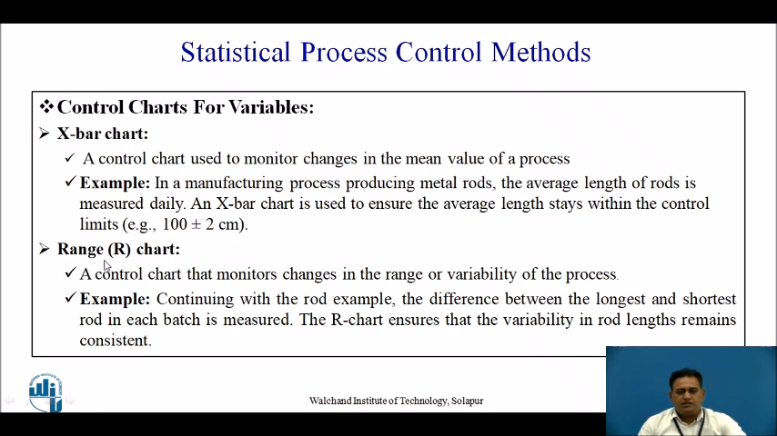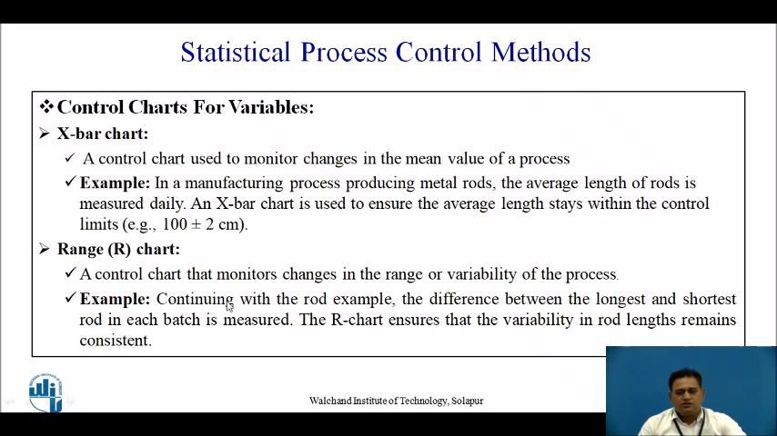Now the second chart is a range chart, or you can say R chart. It is used to control the charts that monitor the change in the range or the variability of the process. As we have seen in the earlier example, we are measuring the length of the particular rod, and they are declaring the mean as well as the overall range, that is 100 plus or minus 2 centimeter. Means we can accept this particular rod of either 102 centimeter or 98. So the range is from 98 to 102.